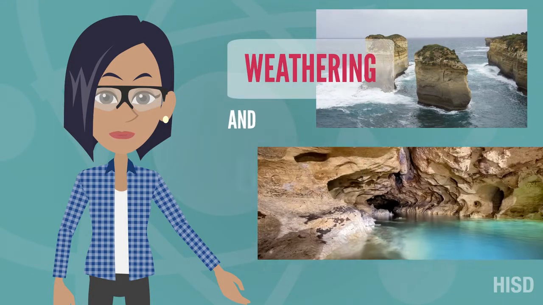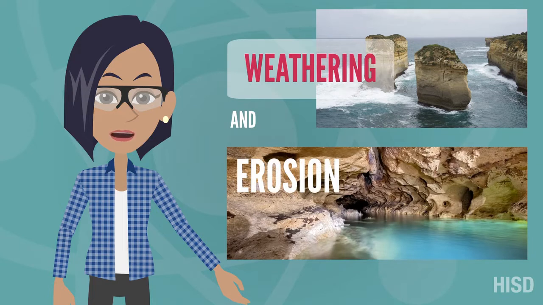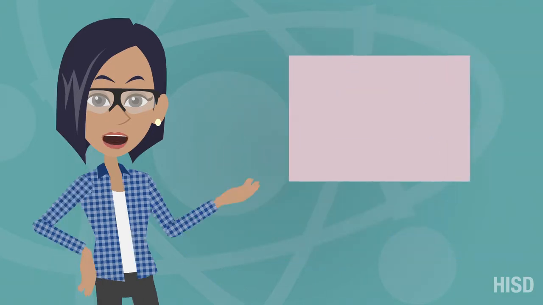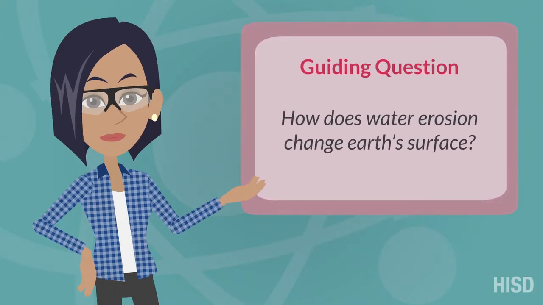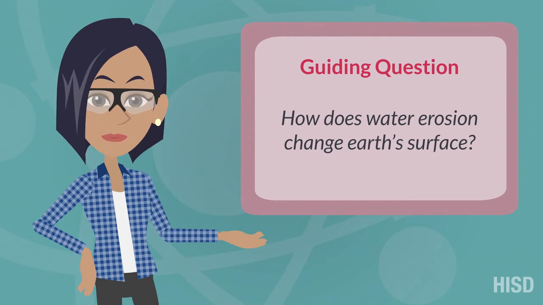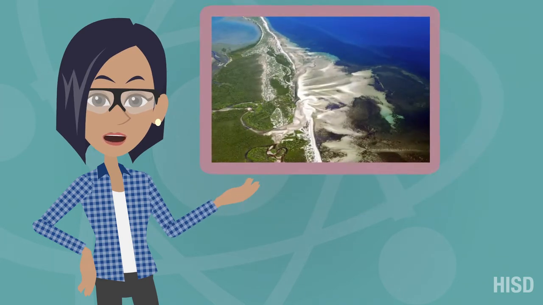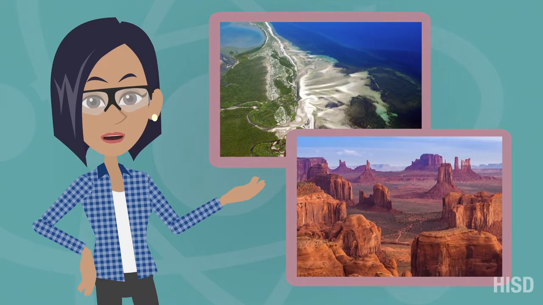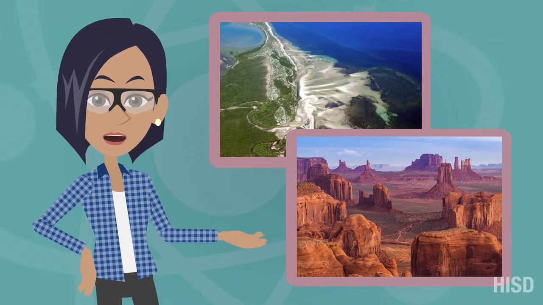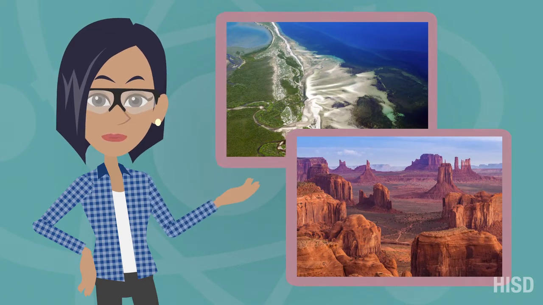In this lesson, our students will explore how weathering and erosion are the processes by which the surface of Earth gets worn down. We'll focus on the guiding question, how does water erosion change Earth's surface? Landforms, such as deltas and canyons, are the result of changes to Earth's surface by water.